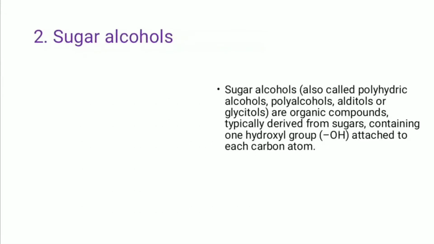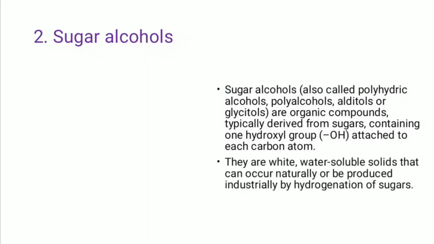Second is sugar alcohols. Sugar alcohols are called polyhydric alcohols and also polyalcohols. They are organic compounds typically derived from sugar containing one hydroxyl group attached to each carbon atom. They are a white water-soluble solid that can occur naturally or be produced industrially by hydrogenation of sugars.